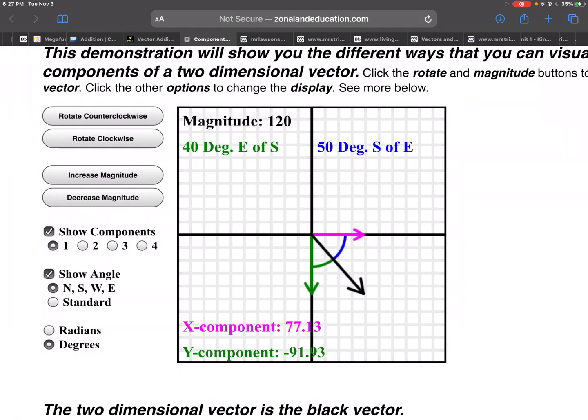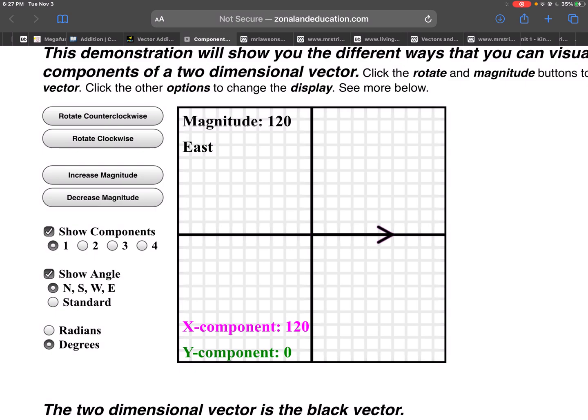If I ask you, you got 40 degrees east of south, what's the complementary angle of that? You would tell me 50 degrees south of east. And then I come back around to there, 0 degrees, which would have an x component equal to the length of the vector. The y component would be 0 because you're not displacing or moving at a speed that has a y component to it. You're moving due east.